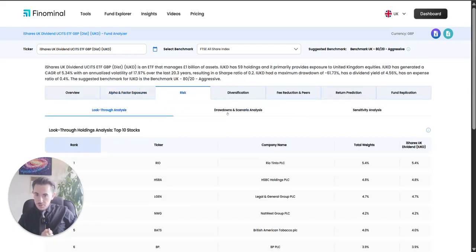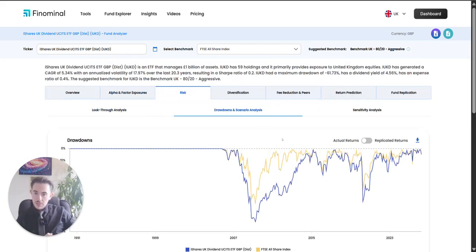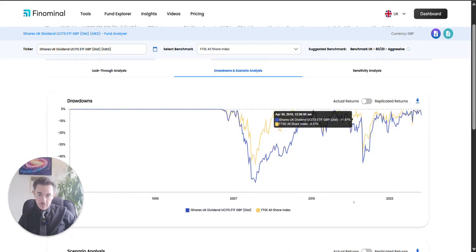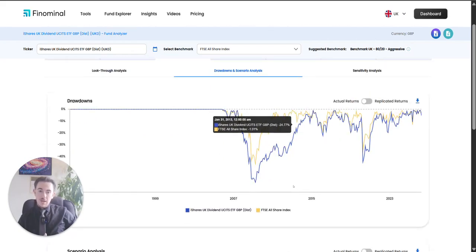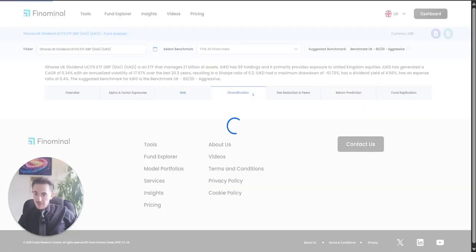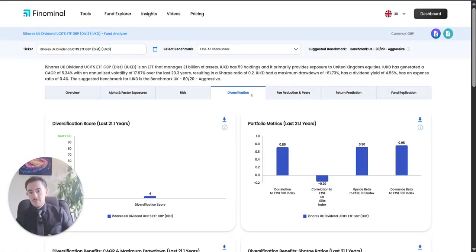Let's move over now to risk, specifically drawdown and scenario analysis. As we noted initially in the overview section, this fund has seen considerably deeper drawdowns than the FTSE All Share index. That is to be noted. Looking now to diversification, there's not really much to note because it's 100% in equities.